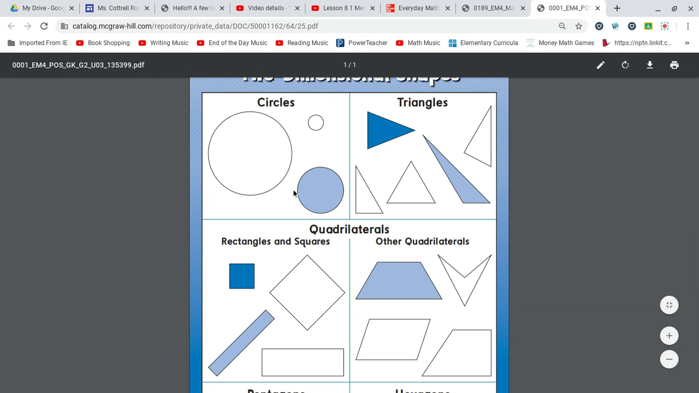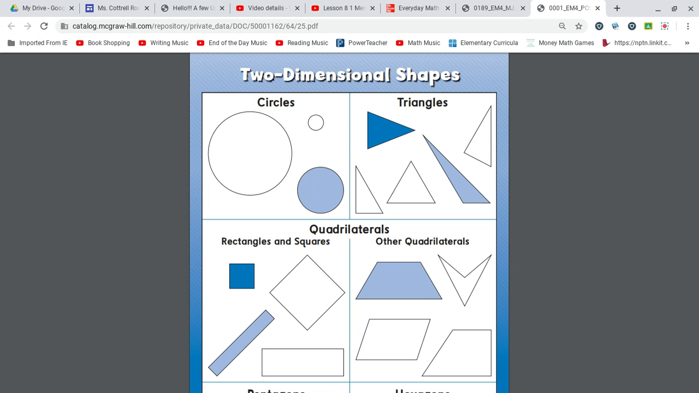We haven't really talked about circles, and there is a reason. I want you to think about, how are circles different than all of these other shapes that we've looked at? Triangles, squares, rectangles, hexagons, pentagons. What makes them different than all of the other shapes that we've talked about and all the other shapes on this poster?